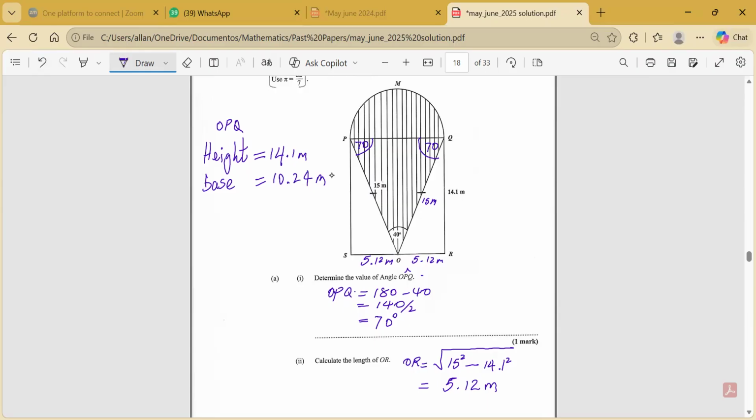All right, everybody, find the area of the triangle. They'll ask for the area of the shaded portion, so first the area of the triangle. Write: area of triangle equals a half multiplied by base multiplied by perpendicular height. Half by the base, which is 10.24, multiplied by the perpendicular height, which is 14.1.